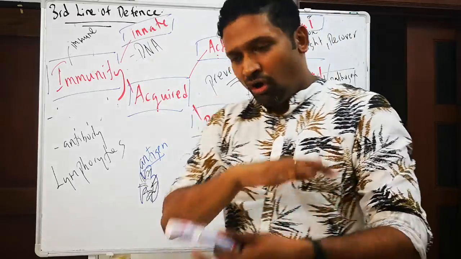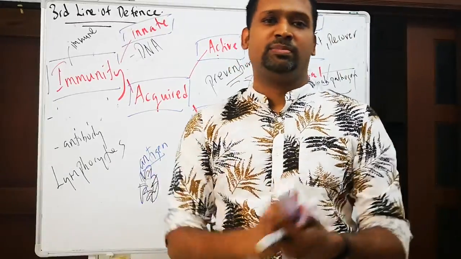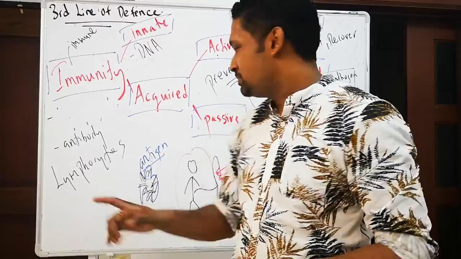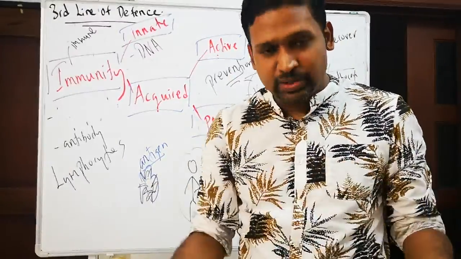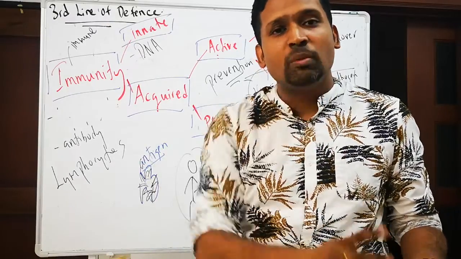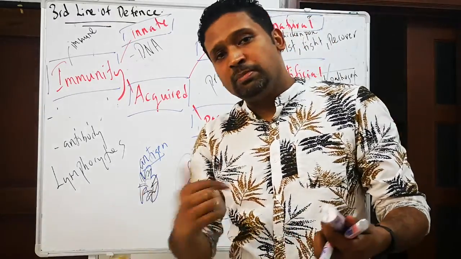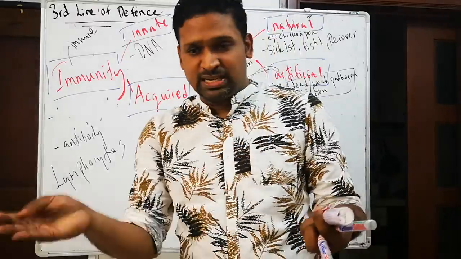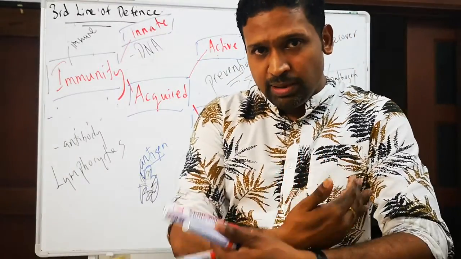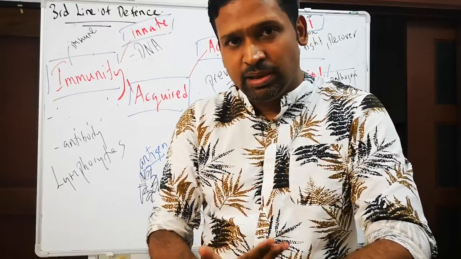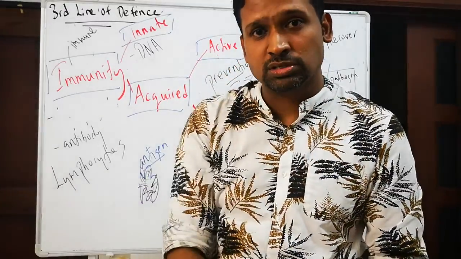But all this protection is just a temporary protection. It's not a permanent thing. Passive is only temporary. There are no memory cells. So let's say mummy had chicken pox before. Through the placenta, through breast milk, she has already given the antibodies for chicken pox to the baby. So while the mother is still breastfeeding, the baby is protected from chicken pox.